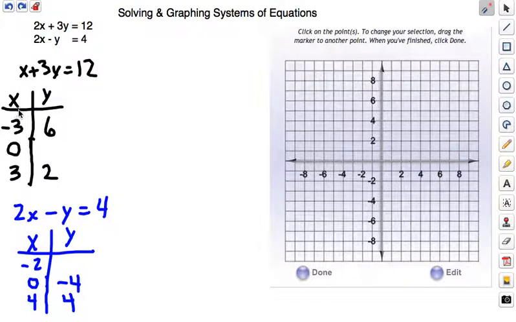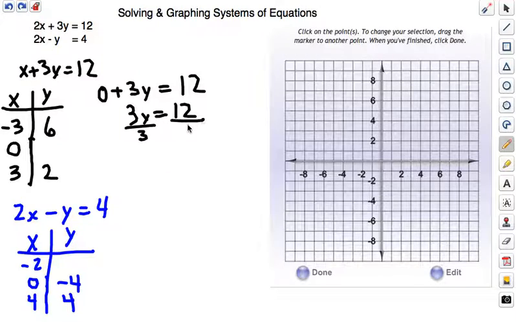Okay, I've created an x and y chart and I've selected three values for my x, and then what I've done is substituted that in for x to get my y. So we'll go ahead and just do this 0 together, and then we'll graph the line. Okay, so we're substituting 0 in for x. So we have 0 plus 3y equals 12. That's just going to become 3y equals 12. Divide both sides by 3, and y equals 4.